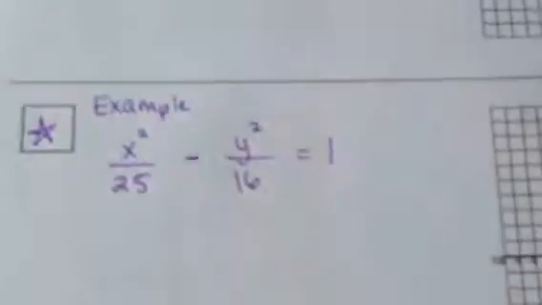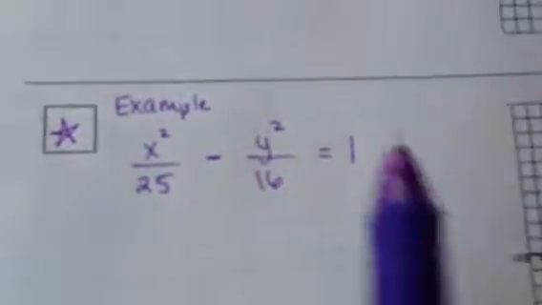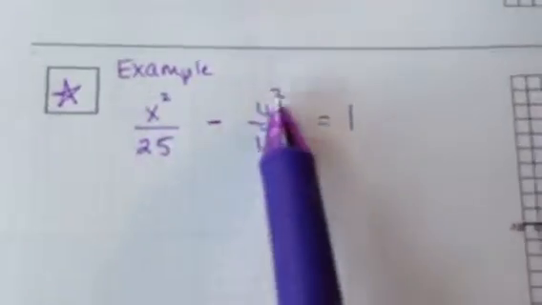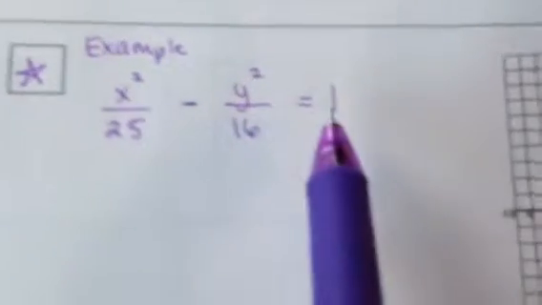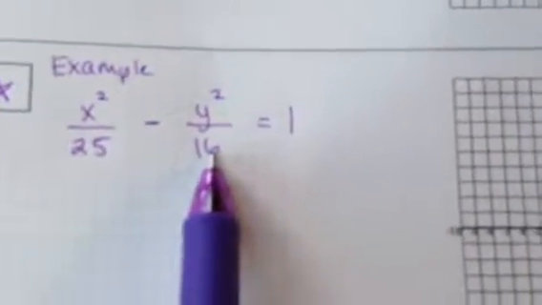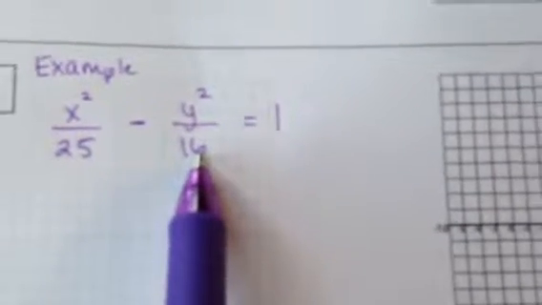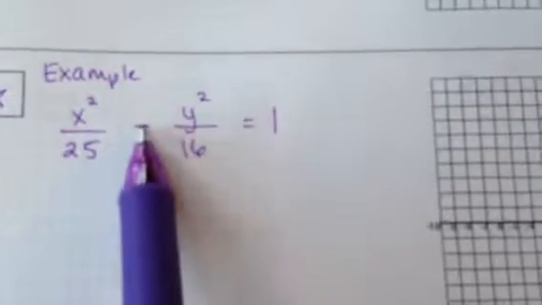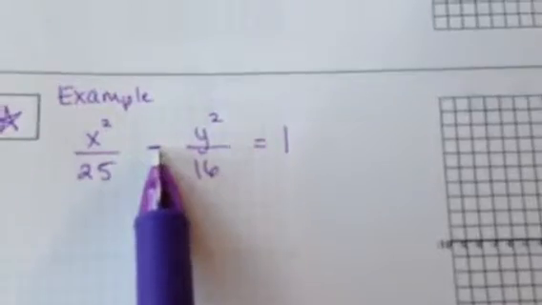Okay, look at this example that I just made up, and here's what I want you to see. This looks a lot like an ellipse. How do I know that? Well, both the x and the y value are squared. It's set equal to 1. These values are different. So it looks like an ellipse. The only difference is instead of adding, I'm subtracting. Okay, so I know this is going to be a hyperbola.